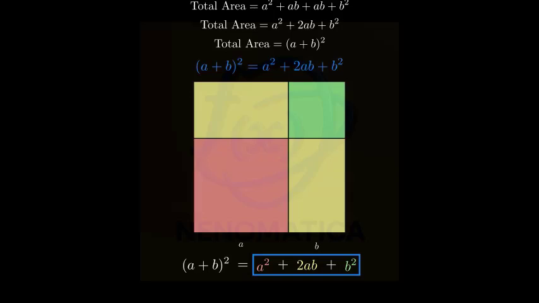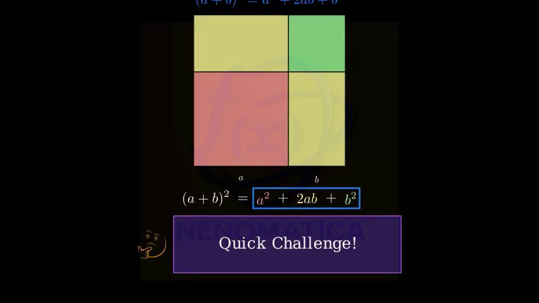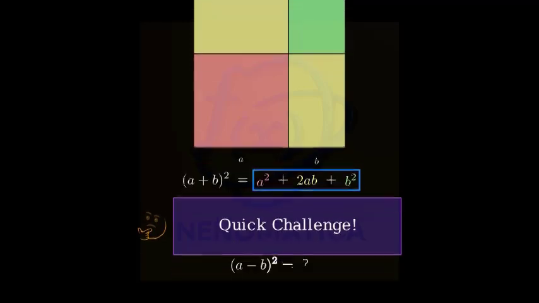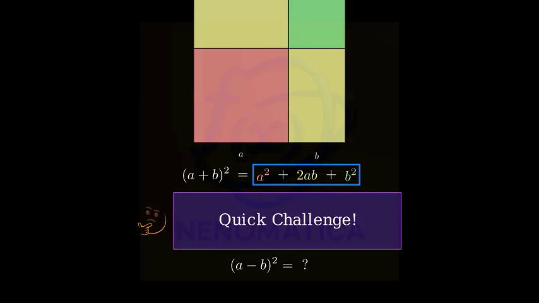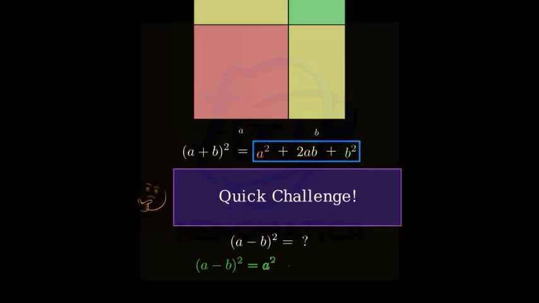Quick challenge. Let's see if you can try this on your own. What if we have a minus b squared instead? Try to visualize and figure out what a minus b squared equals. Pause the video and think about it. The answer is a squared minus 2ab plus b squared. The approach is similar, but the signs change because we're subtracting b instead of adding it.